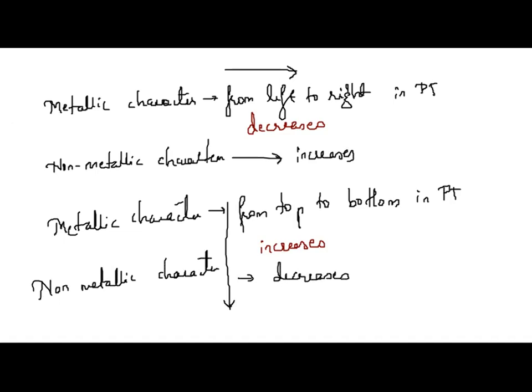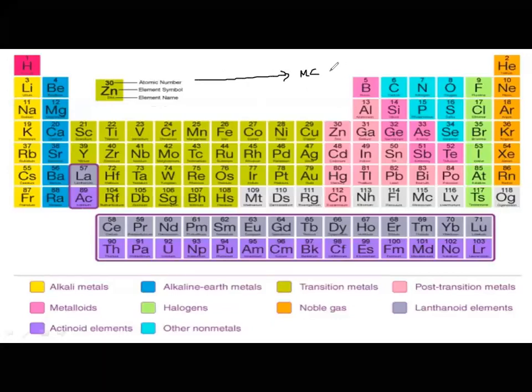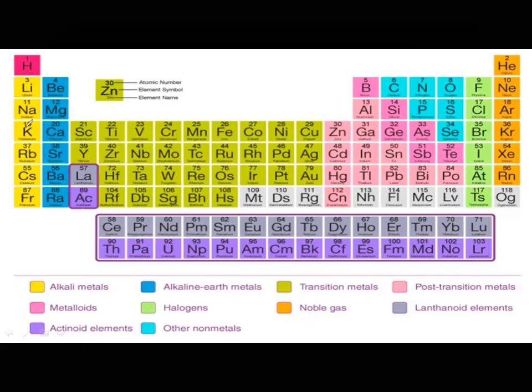So metallic character decreases as you move from left to right in the periodic table, and increases as you move from top to bottom. Non-metallic character increases from left to right, as there are more non-metals here, whereas from top to bottom, non-metallic character decreases. Is that clear? So here are strong metals, and here are non-metals.